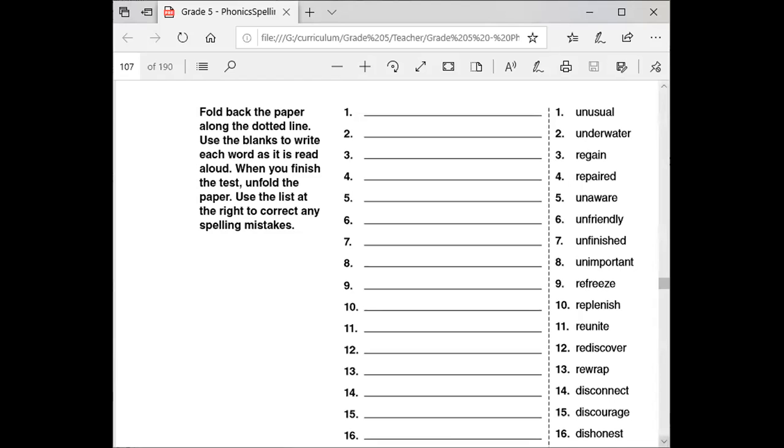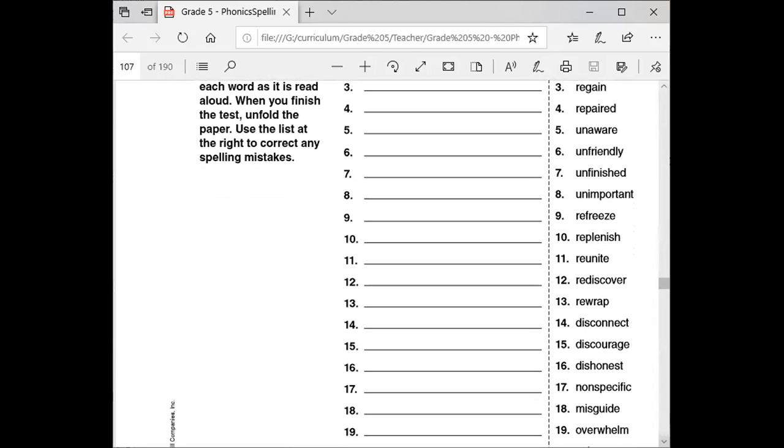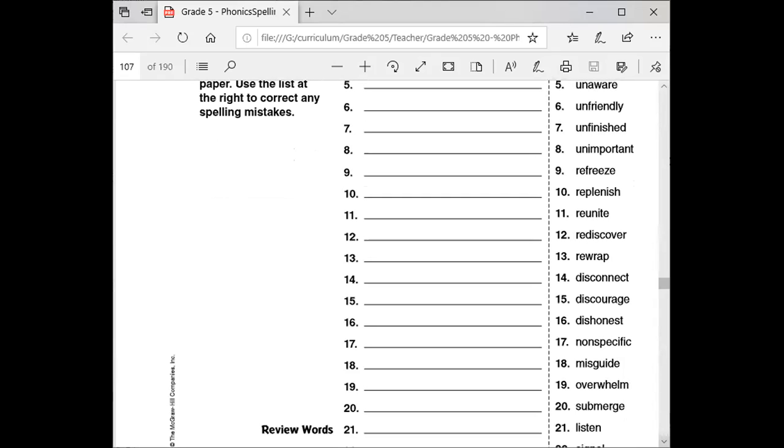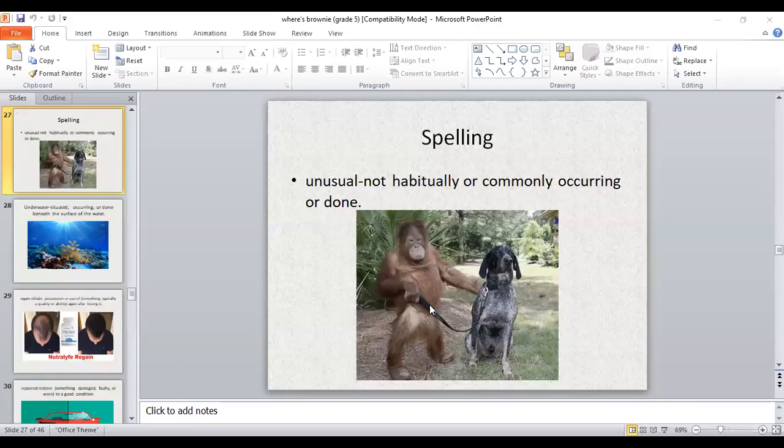disconnect, discourage, dishonest, non-specific, misguide, overwhelm, submerge. Those are the vocabulary and spelling words that you will deal with in the coming pages. Now, we will go to what these words mean.